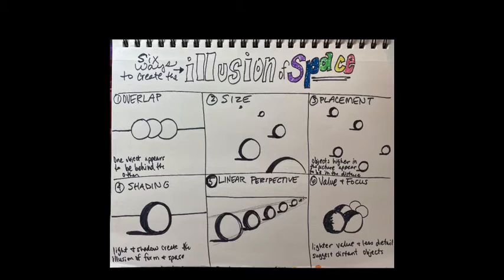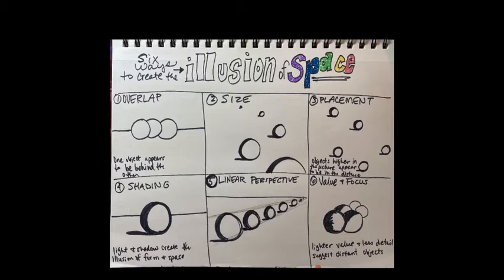With overlapping as number 1, it's where one object appears to be behind the other by drawing the object behind it. Then there's the illusion of size by making the objects up close appear bigger, and as they get farther away, they're smaller. And then there's the illusion of placement, where objects higher in the picture appear to be in the distance. And then come down to number 4, where it says shading. Light and shadow create the illusion of form and space. And so this is another way we create space, by using our light and shadow.